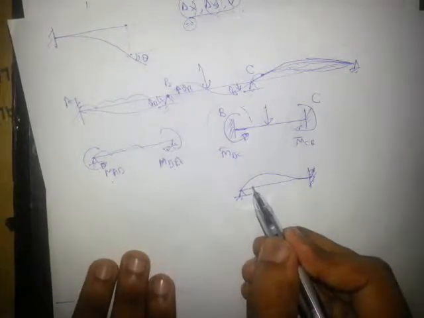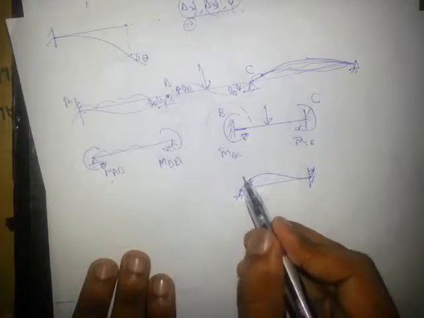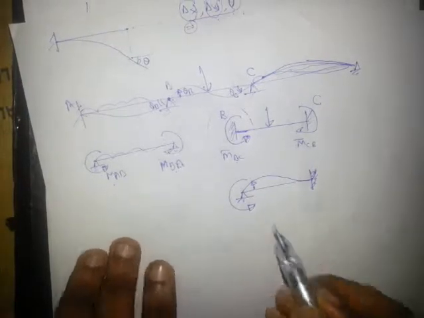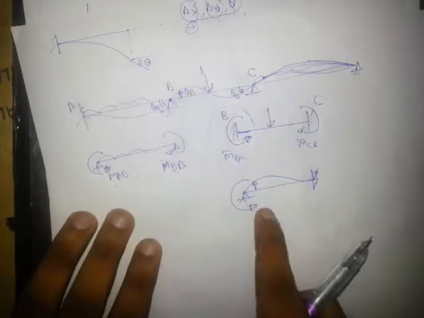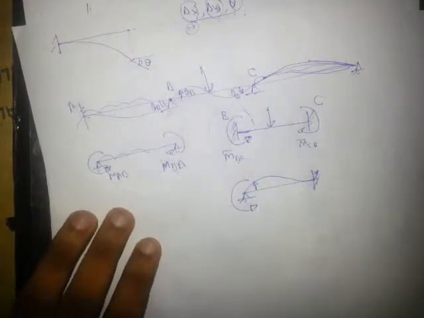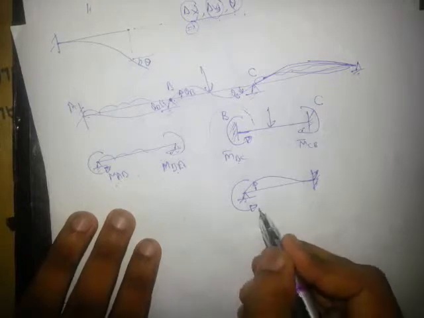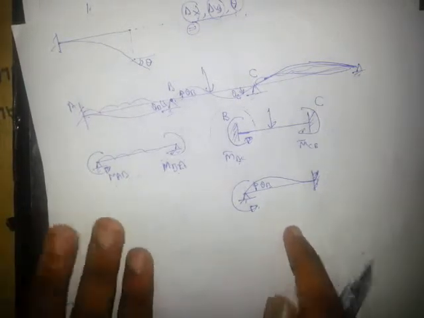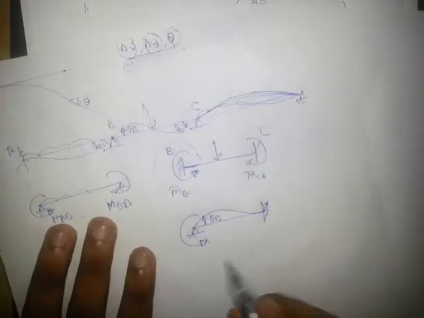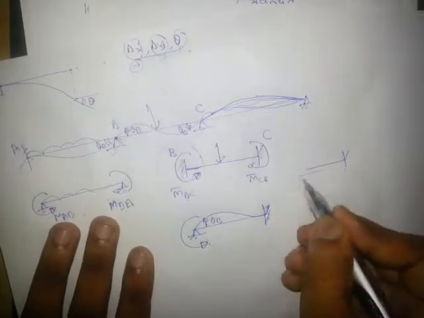So if theta B is present, it means some moment must be present here, because due to this moment only this theta B can be there. Understand? Due to this moment this theta B can be there. So we want to see how much moment is present. So we will see like this.